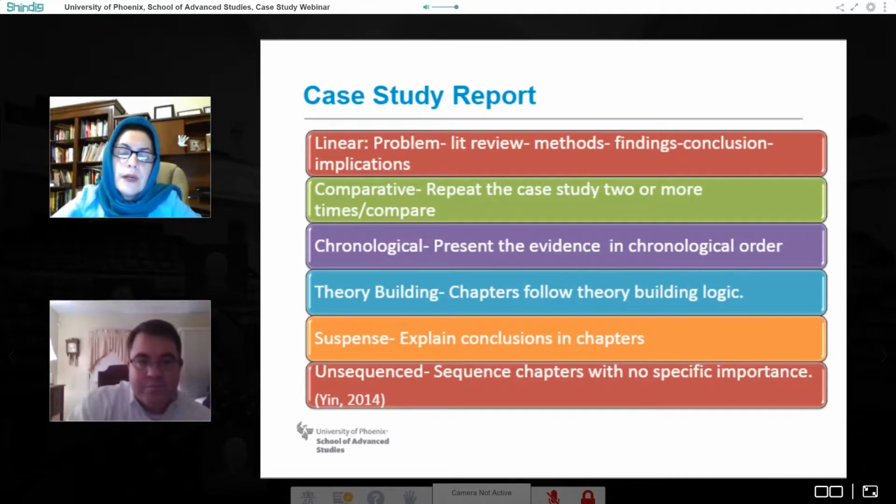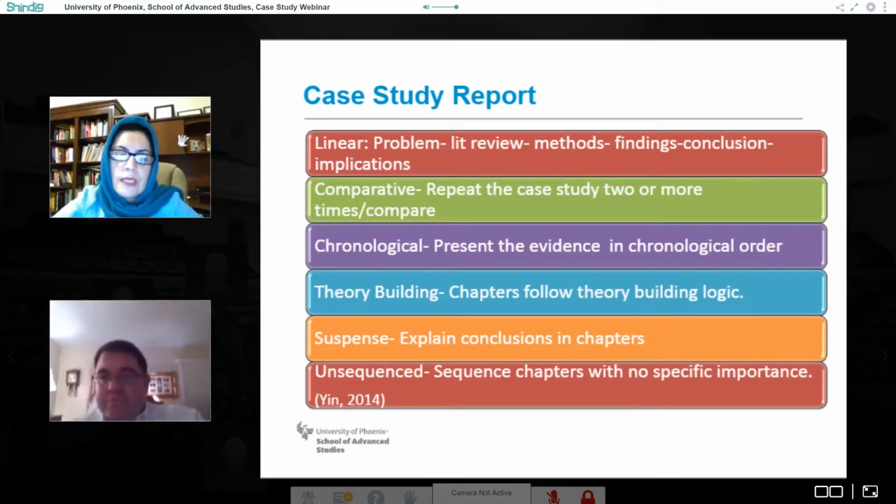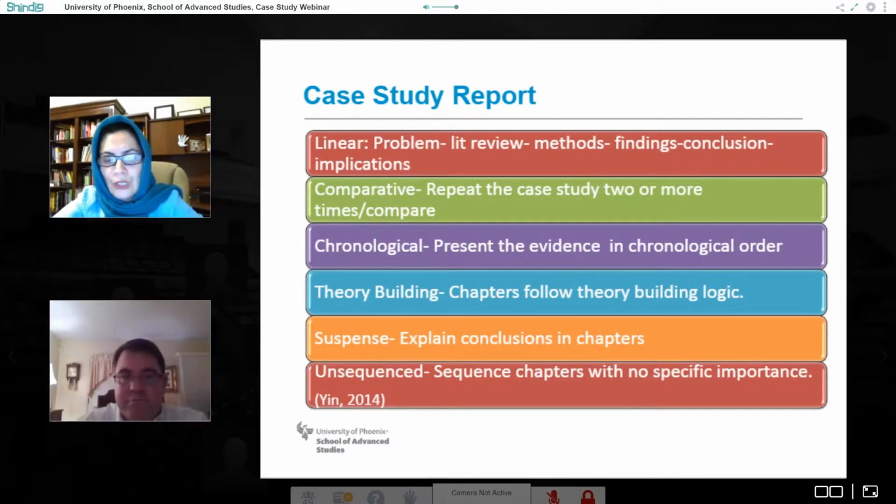Theory building. This is particularly relevant when you have multiple cases and different propositions, and you want to show how each of them ends up building a theory or not, perhaps. So again, you may arrange your report based on reaching a conclusion for each of these theories or not. That's how you can put together your report.